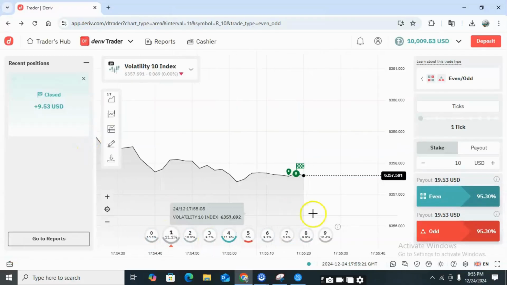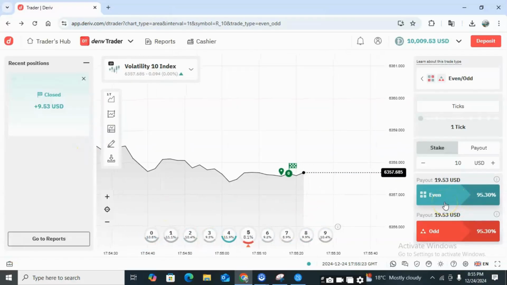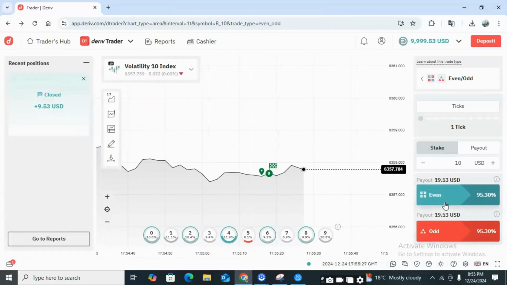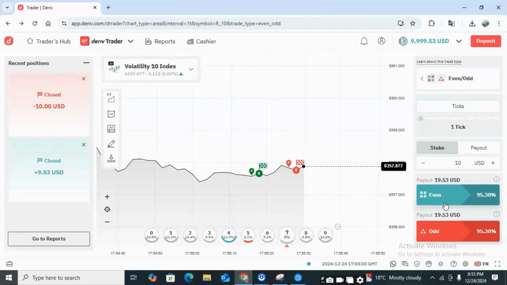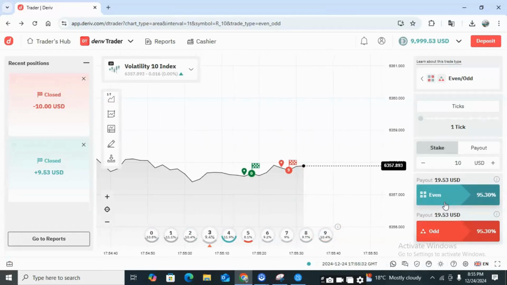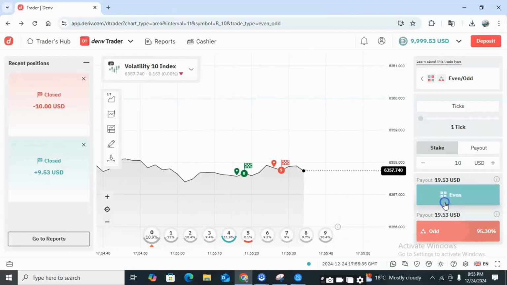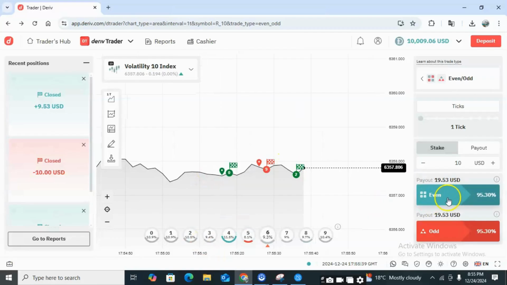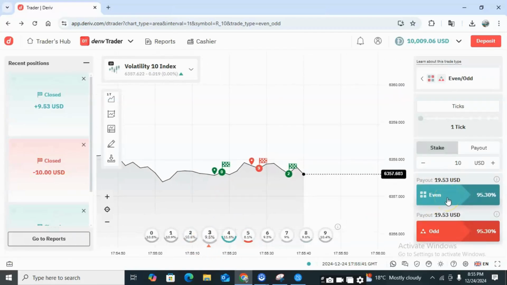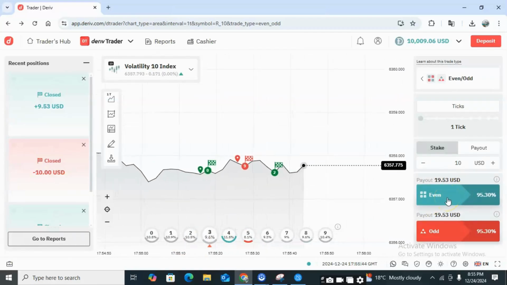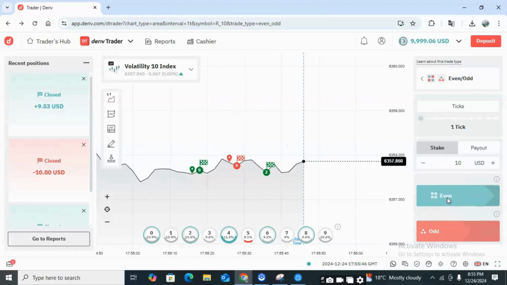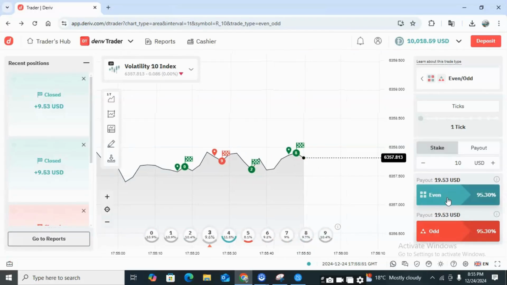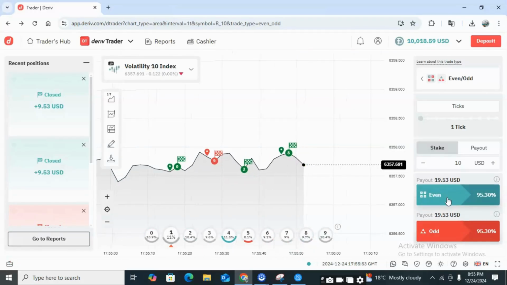So that's a win. Let's wait for another entry. 1, 5, and 3. Let's enter even. That's a loss, but at least we have 1 profit. 7, 3, and then 0. 0, it's even, but you can see we have won that market also. 3, 2, 2, it's even, and 3. Oh, 2, it's even, okay, but we have won that market. So that's the strategy for even.